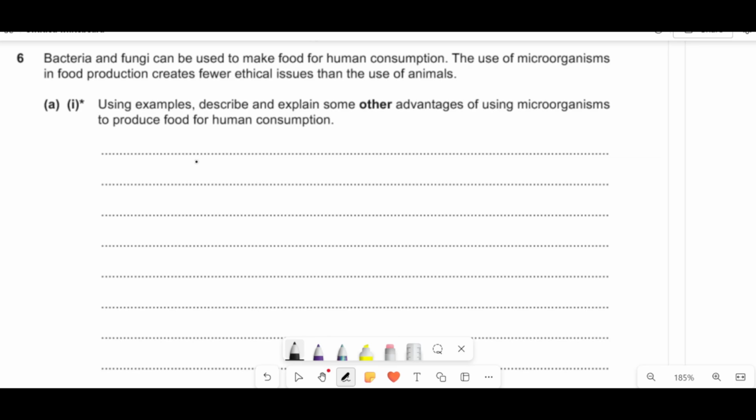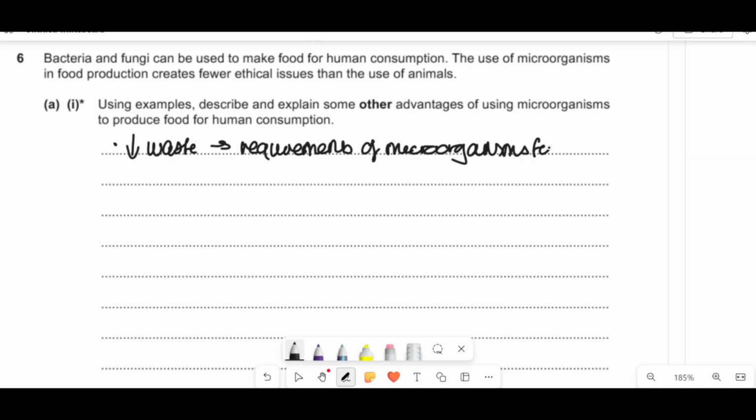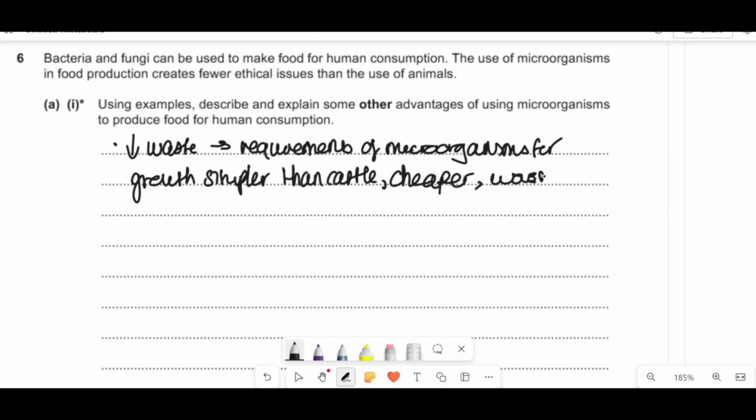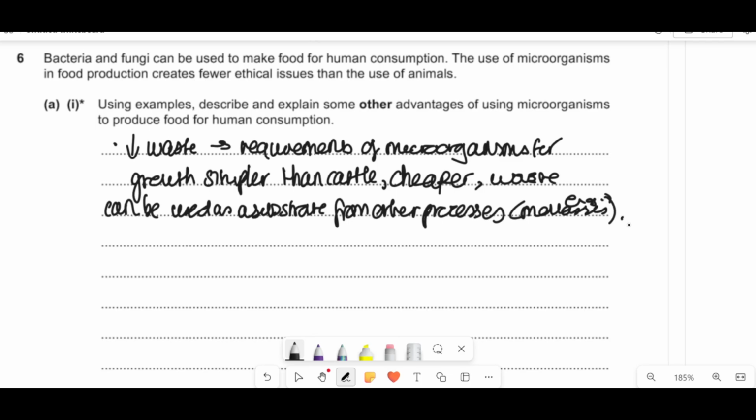So one of them immediately is that you can get less waste from this, because the requirements of microorganisms for growth are simpler than cattle, for example, that need to eat lots of grass and grain and whatever. As well as that, this is cheaper, and the waste can be used as a substrate not only from these, but if we can find anything, from other processes. Like, for example, molasses from sugar. You can use that. As well as that, it's also less damaging to the environment. So it's actually better for the environment. Why? It's because there's a couple of things.